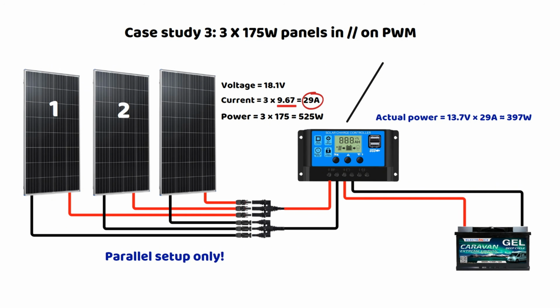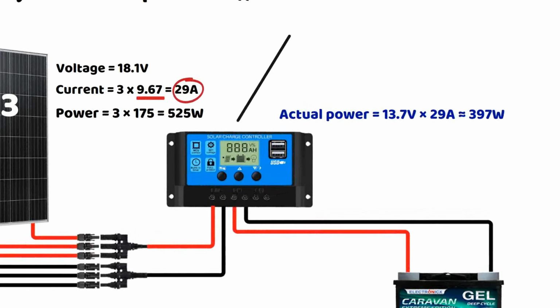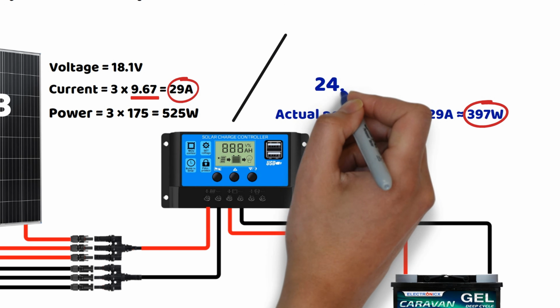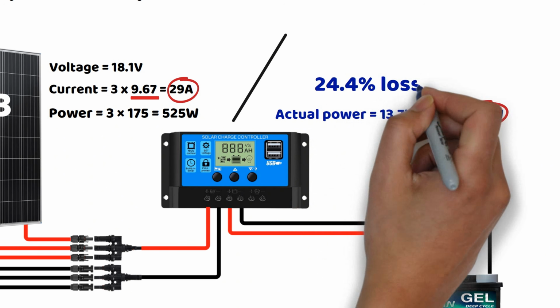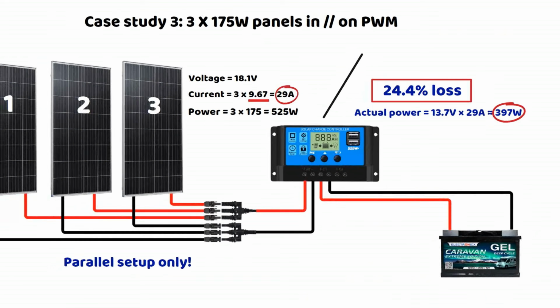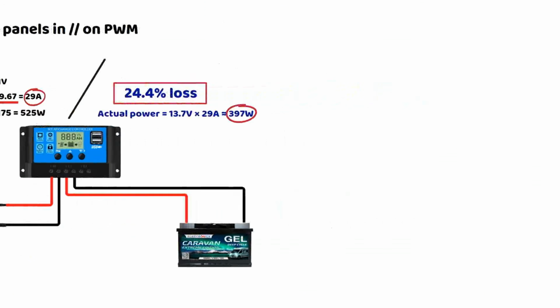In conclusion, you can connect 3 175 watt panels in parallel to reach about 400 watts of real output. With this PWM configuration, you lose around 24.4% of the panel's theoretical power. This is due to the PWM's inability to convert the excess voltage into usable current.